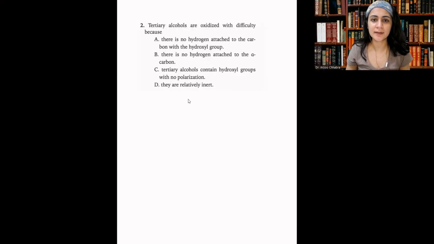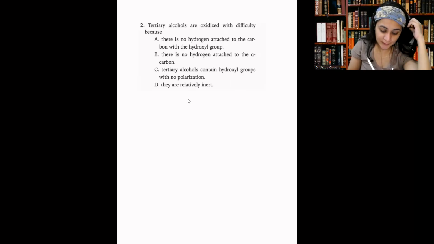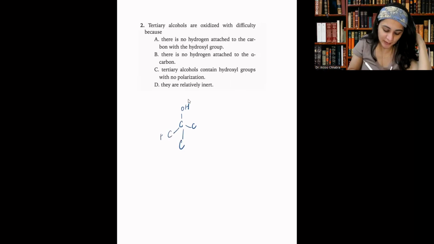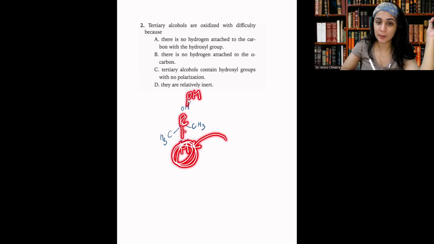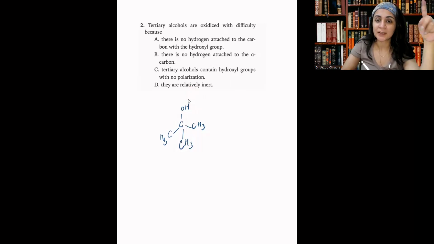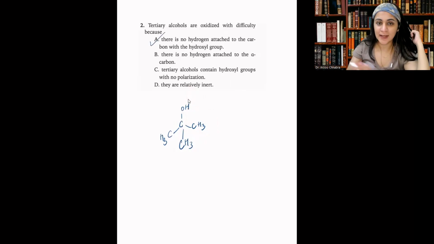Tertiary alcohols are oxidized with difficulty because option A, there is no hydrogen attached to the carbon with the hydroxyl group. There is no hydrogen attached to the carbon bearing the hydroxyl group, and that actually is the correct answer because whenever oxidation is required, right, or in the process of oxidation, the hydrogen which is attached to the carbon, which bears an OH, has to be removed, right? It has to be removed to be able to form the double bond present on the carbon and the oxygen single bond. And that is why that's the problem. There is no hydrogen attached to the alpha carbon, so that would be the one carbon which is adjacent to the carbon bearing the OH, so that is definitely a problem. So option A is actually the correct answer here.